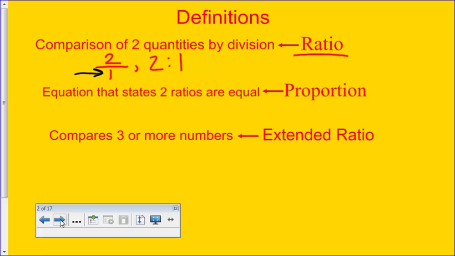A proportion is an equation that states that two ratios are equal. So you can have A over B is equal to C over D and fill in some numbers and we can solve with that. We're going to talk about an extended ratio. It's 3 or more. So you can have an extended ratio of A to B to C. And we're going to do practice with that right now.